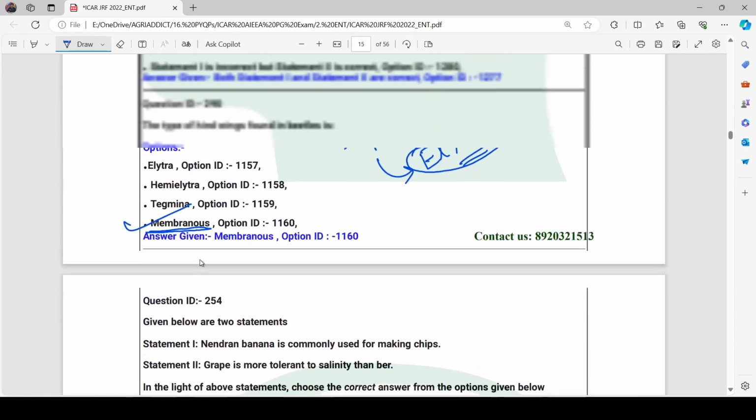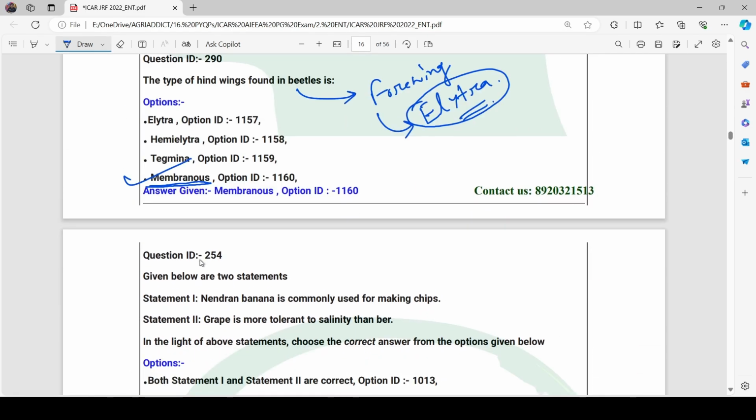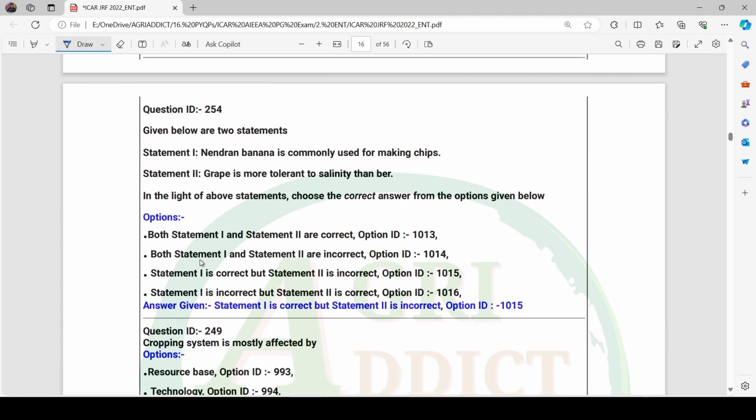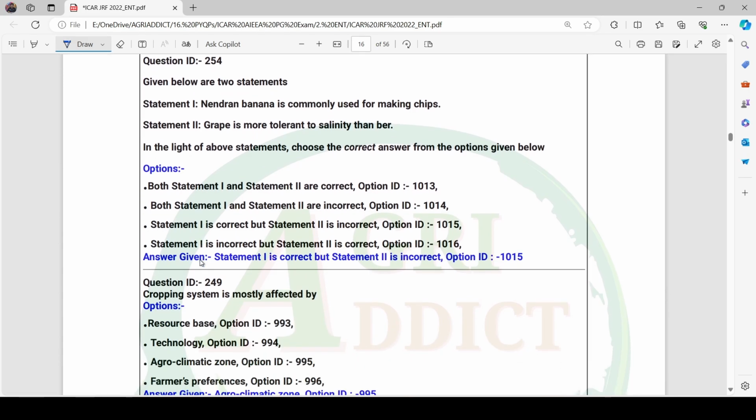This type of question is very tricky, so read the questions very carefully to answer this type of question. Next question is the statement type question. In statement 1, Nendran banana is commonly used for making chips. Yes, it is correct, and this Nendran banana is mainly used for making banana chips in Kerala, in the state of Kerala.